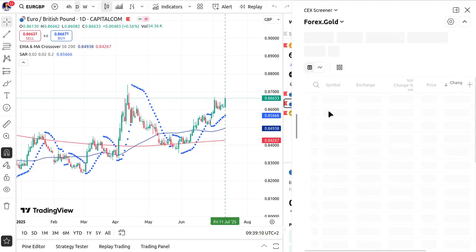Now the way this strategy is, it uses the rocket booster strategy. The rocket booster strategy has got 3 indicators. The first indicator is the parabolic SAR, which you can see right here, represented by these dots. That's the first indicator. And the second indicator is the 50-day moving average, represented by the blue line.